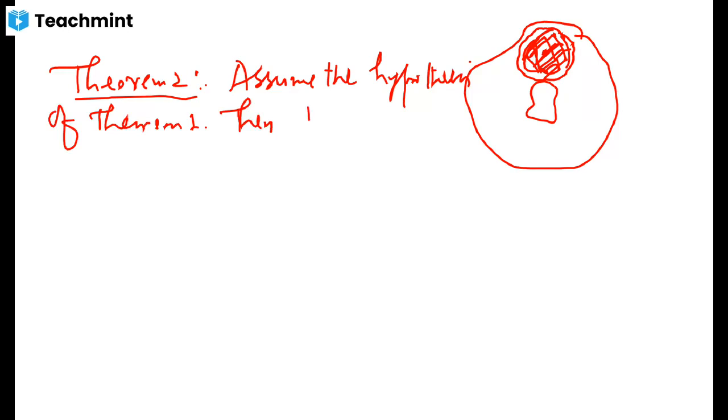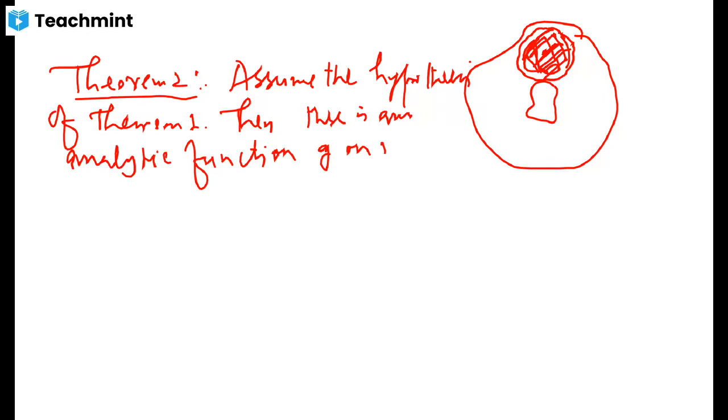Then it says that there is an analytic function g on domain D such that g square is equal to f. That means you can say that a non-vanishing analytic function f has a square root which is an analytic function. And the proof is not a big thing here. It's not a big challenge.